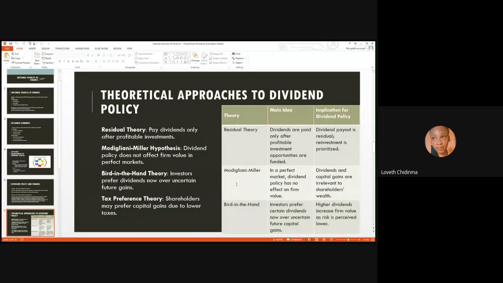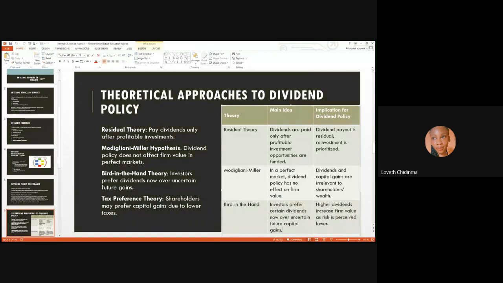As for Modigliani-Miller, it says that in a perfect market, dividend policy has no effect on firm value. The implication for dividend policy is that dividends and capital gains are irrelevant to shareholders' wealth. The bird-in-hand theory is saying that investors prefer certain dividends now over uncertain future capital gains. That is, the average shareholder wants to get their dividend now. Pay me my dividend. Let me have my yield on whatever investment I've made.